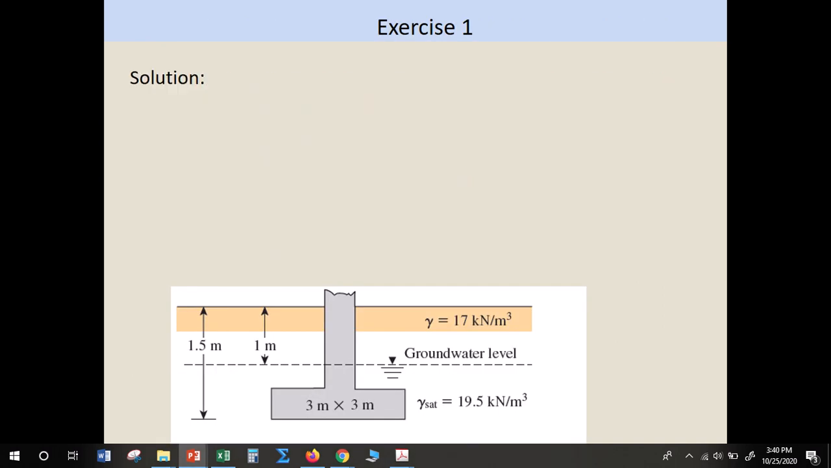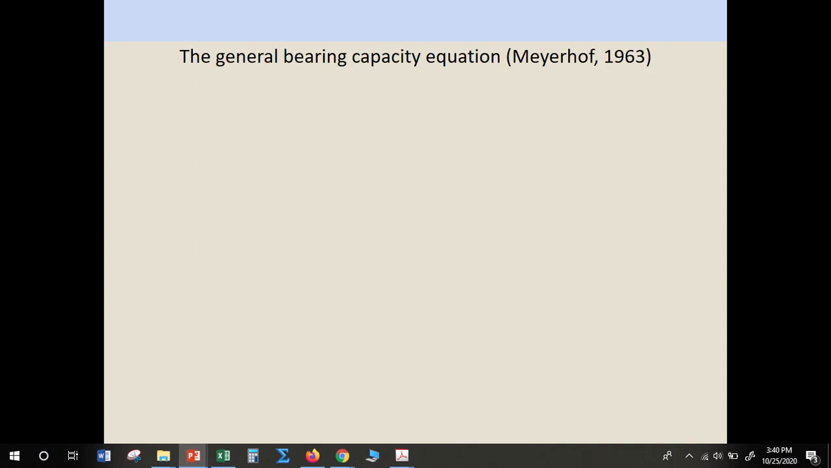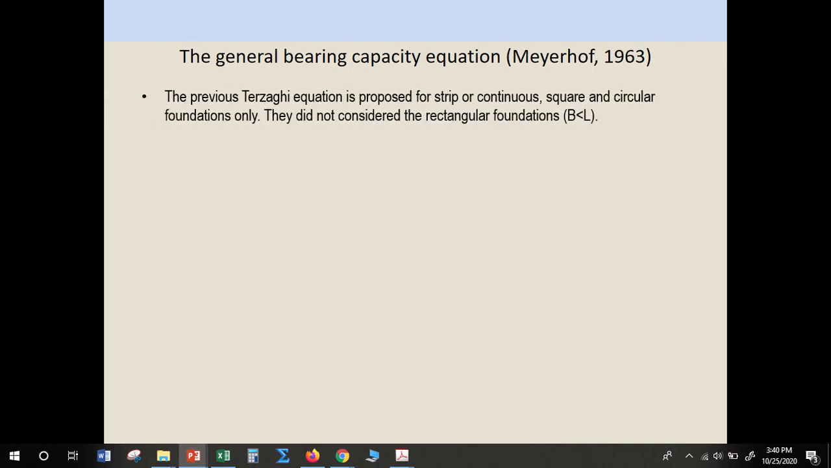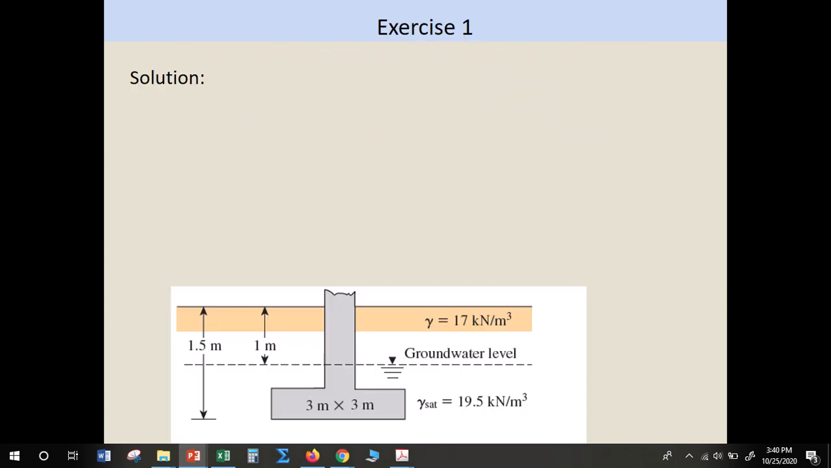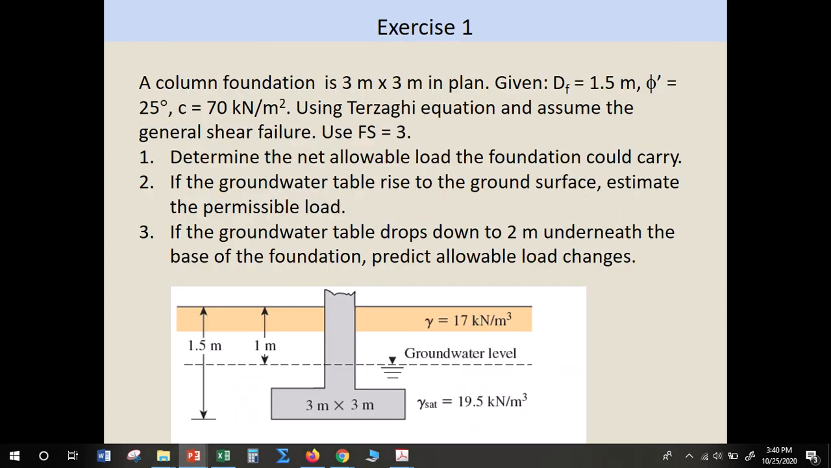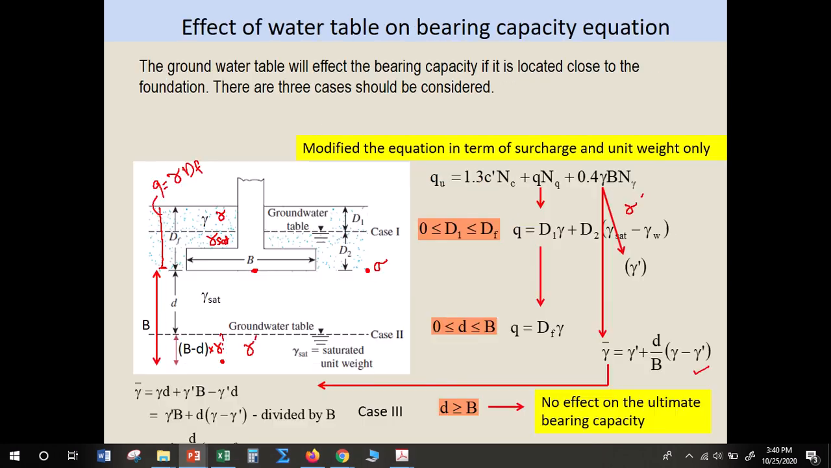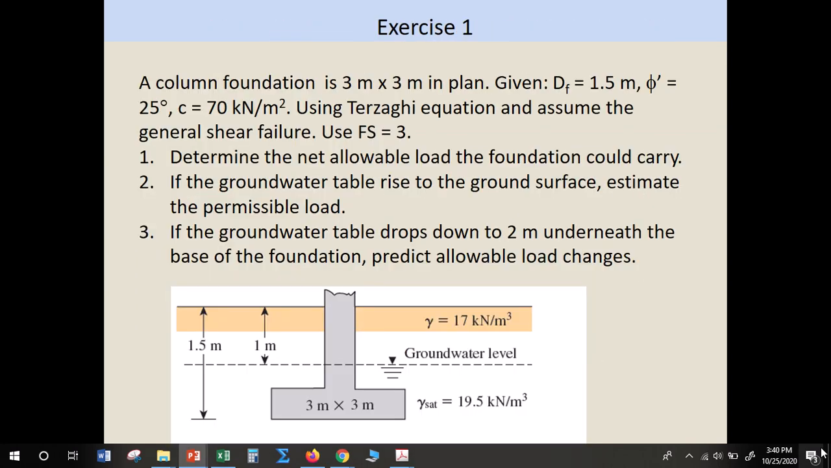Okay, so I think this is the Terzaghi bearing equation. I think we continue next week. So we stop until here. Okay, we stop until this exercise. For today, this is the last exercise. There is no solution. Okay, try to answer this.